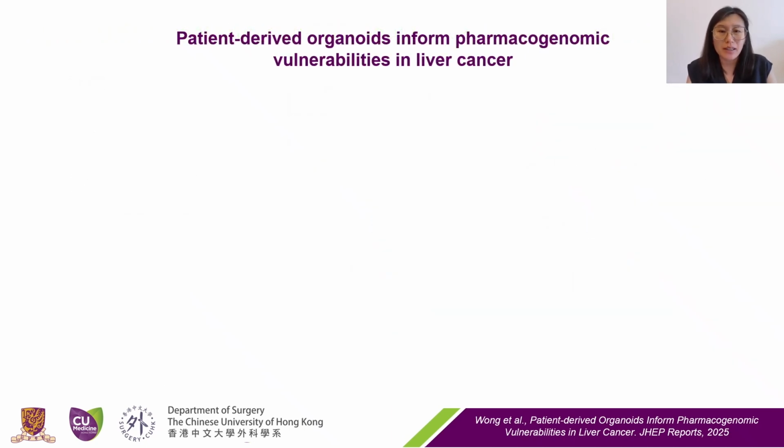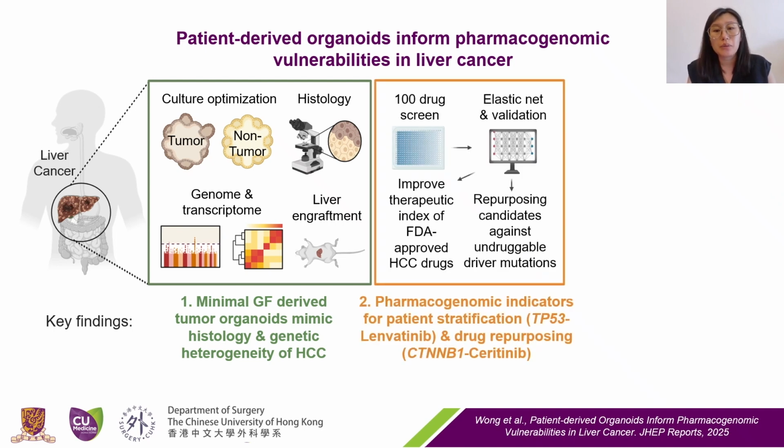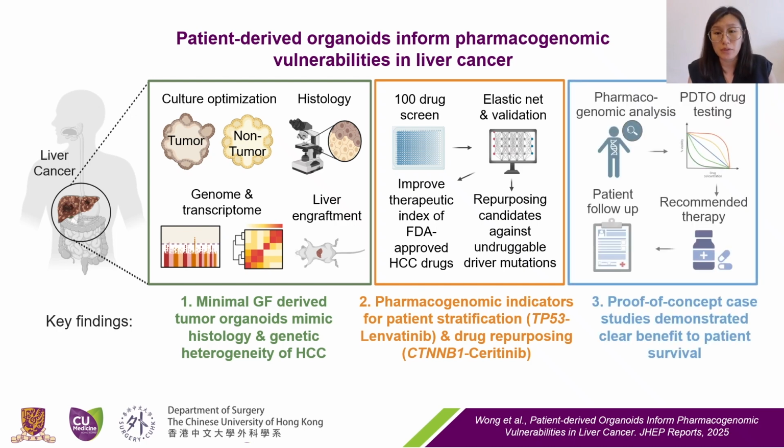Sorry for the delay. So in summary, you can see that patient-derived organoids inform pharmacogenomic vulnerabilities in liver cancer. We were able to use minimal growth factor-derived tumor organoids to mimic the histology and genetic heterogeneity of HCC. We were able to define pharmacogenomic indicators for patient stratification as well as drug repurposing. And we have two proof of concept case studies that demonstrate clear patient benefit, suggesting that we're heading in the right direction.